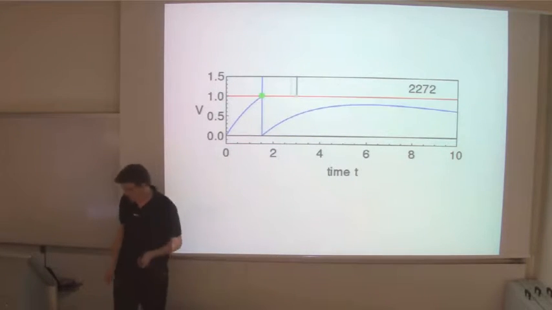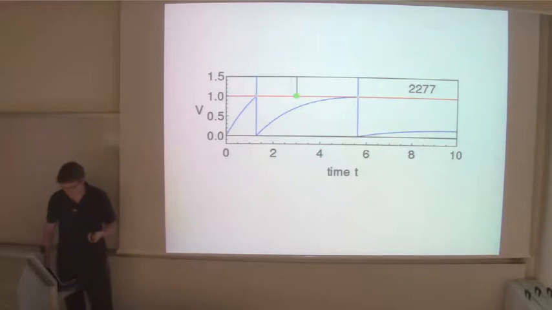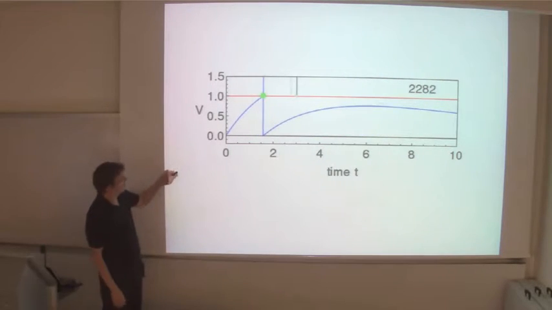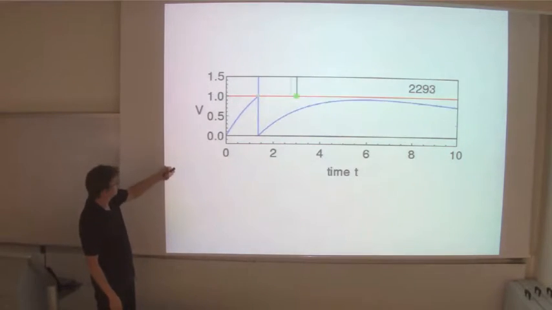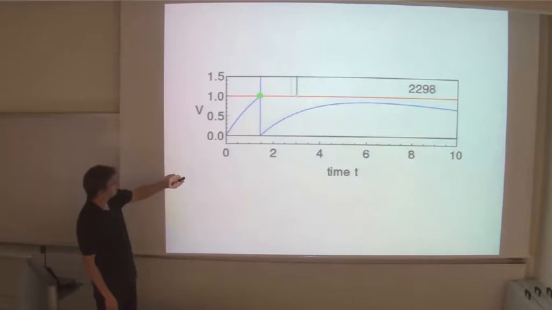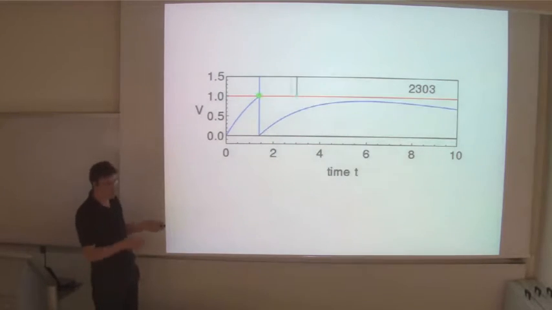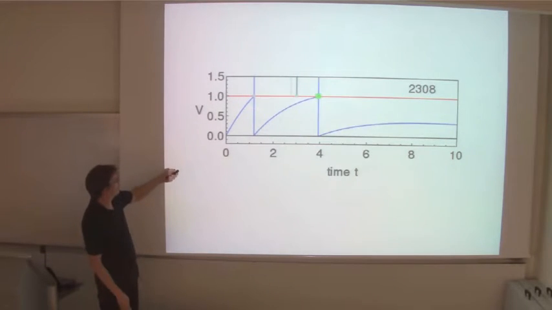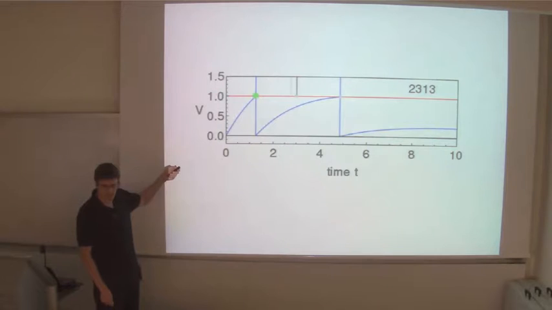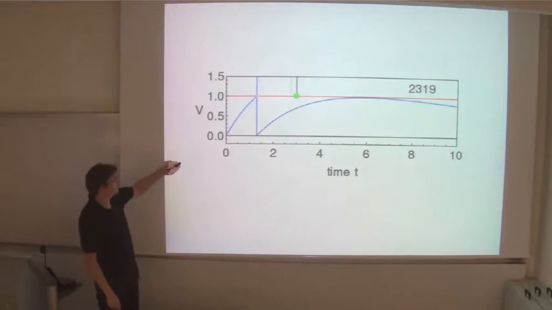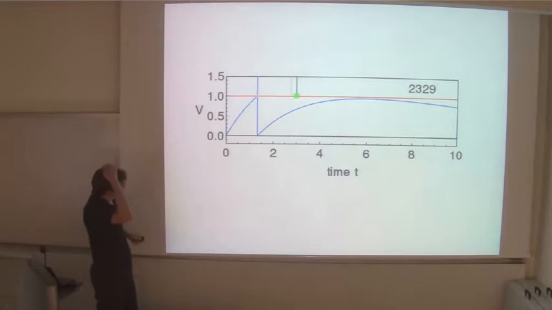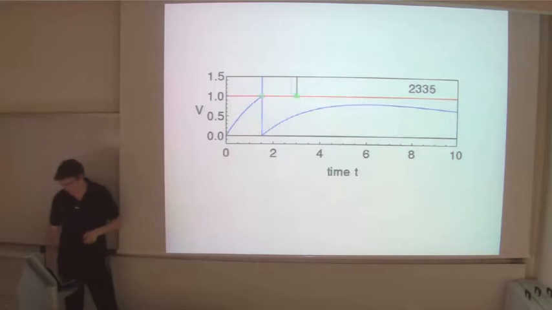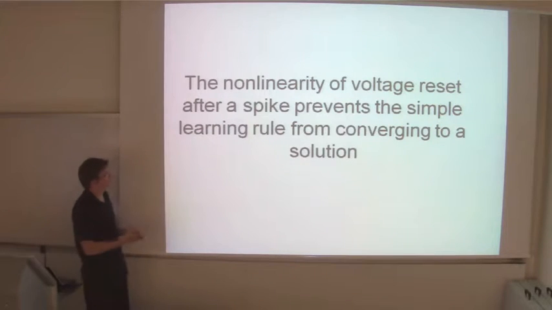The reason these two schemes fail is exactly because of the nonlinearity of the reset. Because we have a reset here, if we don't fire here, it's not actually a mistake. We don't fire here because we already had a reset. If there was no reset, then the potential would be too high here, and we would want to decrease the synapse. So the nonlinearity of the voltage reset after a spike prevents the simple learning rules from converging to a solution.